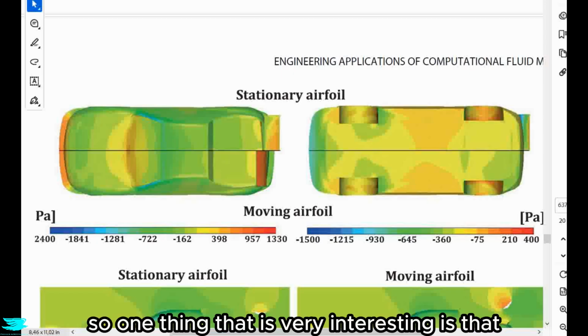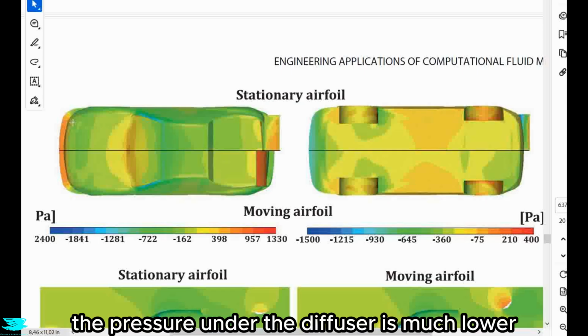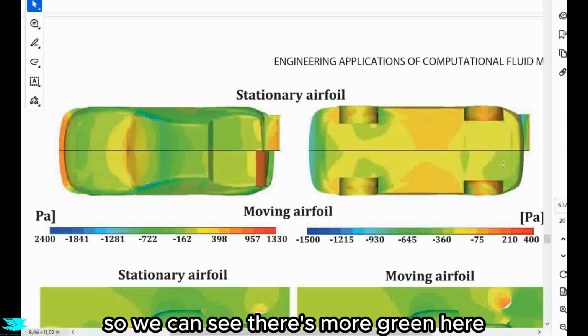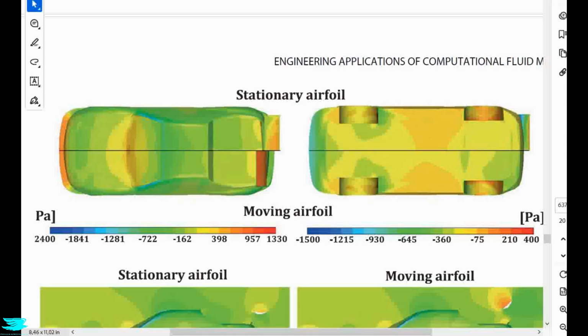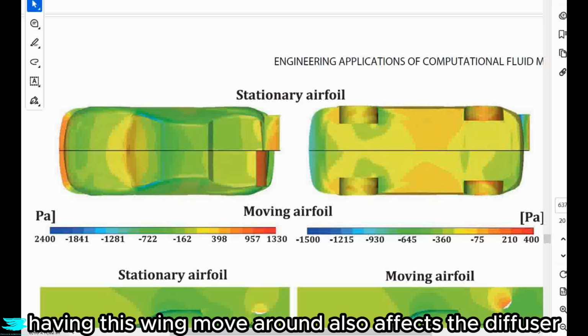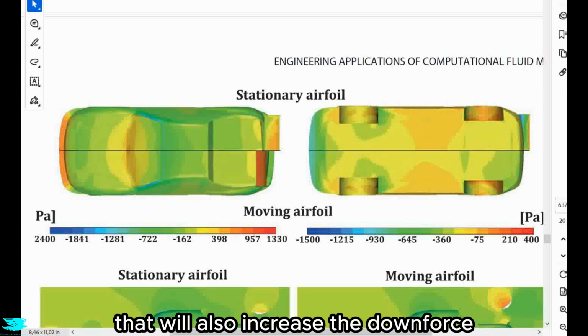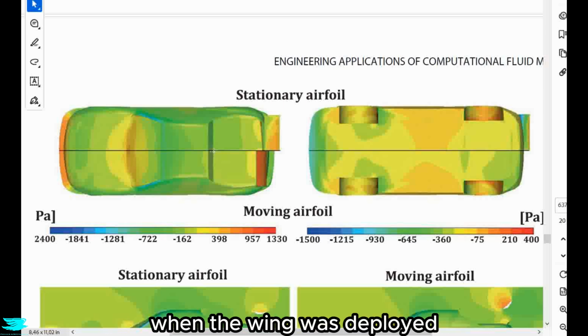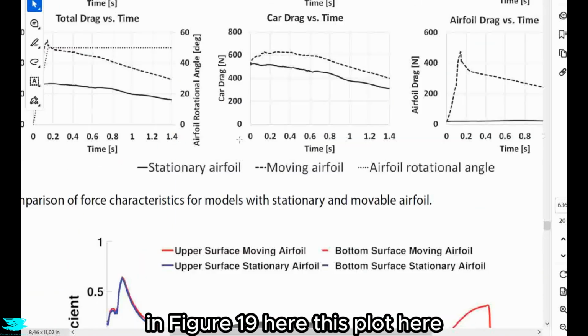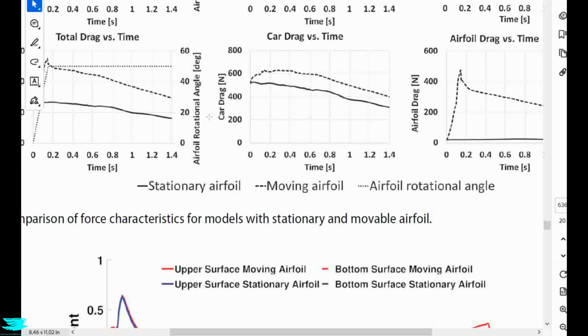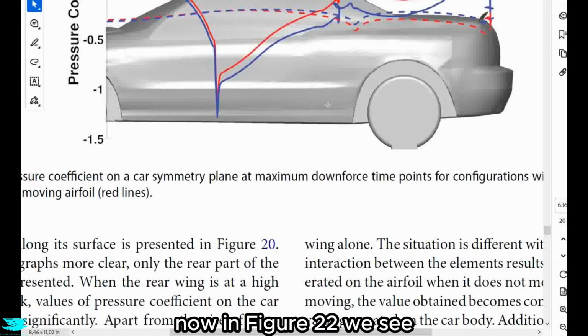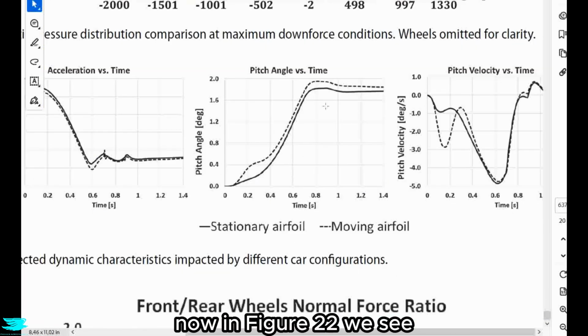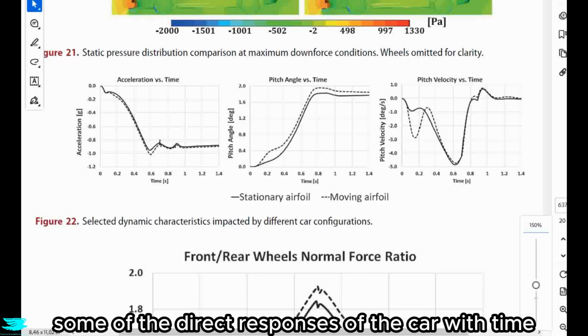One thing that is very interesting is that with the moving wing, the pressure under the diffuser is much lower. Here you can see there's more green here. So having this wing move around also affects the diffuser. That will also increase the downforce, and that is likely another reason why we saw greater downforce on the car when the wing was deployed in figure 19 here, this plot here. Sorry, this one here.